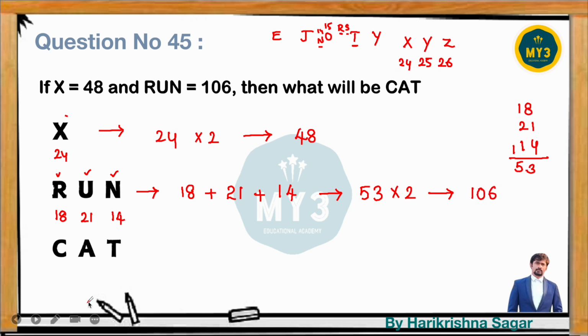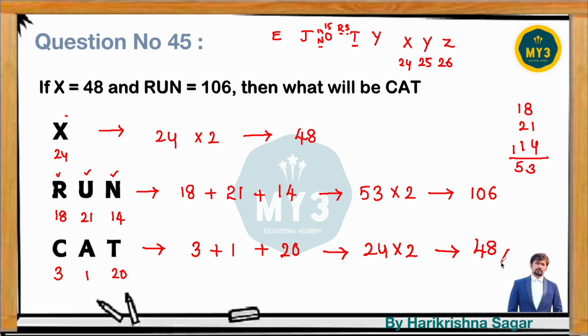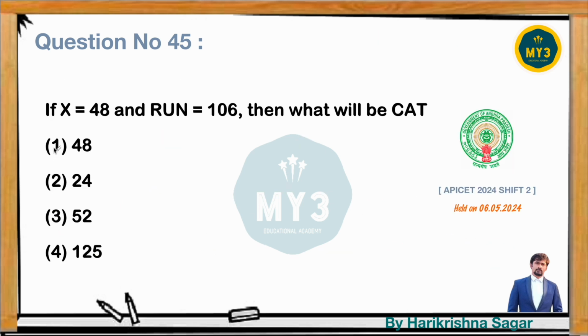In the similar way, what is the code for cat is the question. So cat, C is 3, A is 1, T, 20 cricket you can remember. So 3, 1, 20. What is the sum of these alphabets? 3 plus 1 plus 20 is giving a result as 24. You must double it to get your answer. 24 into 2 is giving a result as 48. Answer must be 48, which is available as option 1. Mark it as answer choice.